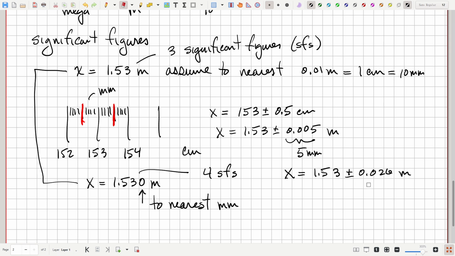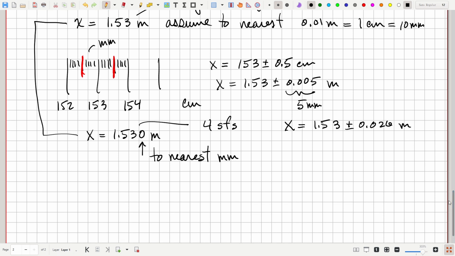But for engineering work, often we just let this be implicit by assuming that the last digit is a rounding of the actual value, so that the uncertainty is plus or minus 1/2 of the last digit. So if the last digit is 0.01 meters, that would be an uncertainty of plus or minus 0.5 centimeters, or 5 millimeters. Okay, so that's the idea of significant figures. More significant figures means more precision.